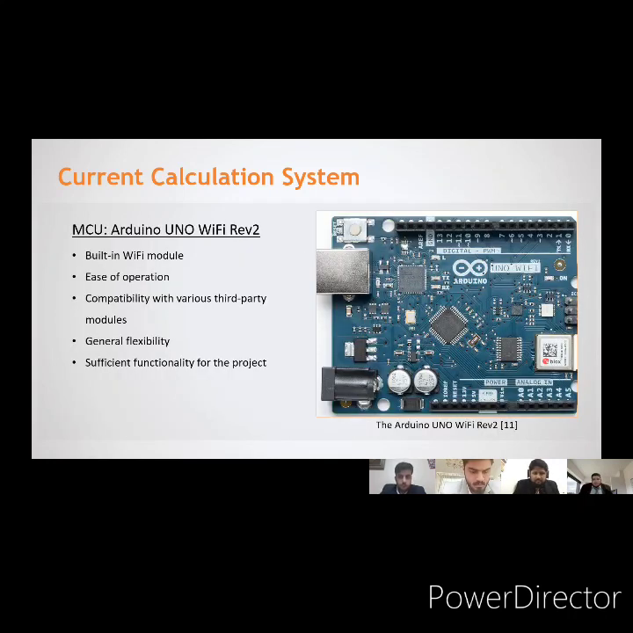As for our microcontroller, we chose the Arduino Uno Wi-Fi Revolution 2 because it has a built-in Wi-Fi module that's going to simplify the communication with the cloud, as we can just use the Wi-Fi signal. It's very easy to operate and program for. It's compatible with a huge library of third-party modules that are made for it, since Arduinos are open source devices. And it has a very high general flexibility as it supports different voltage levels. And it has sufficient functionality for our system.